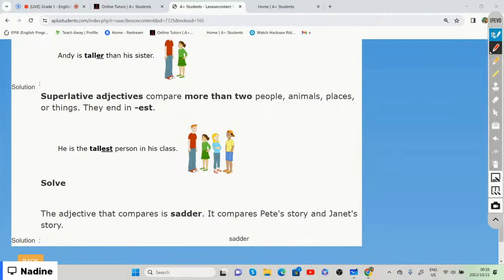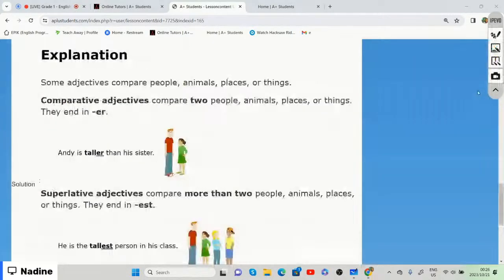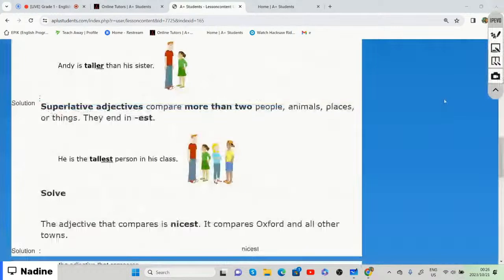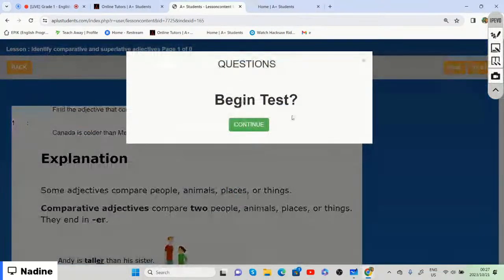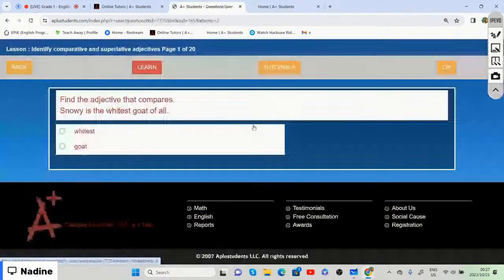All right, let's go to our test. So now we're going to go to our test. Snowy is the whitest goat of all.